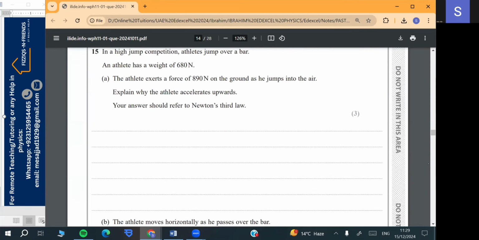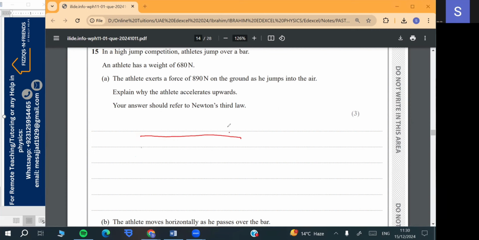Question number 15. In a high jump competition, athletes jump over a bar. An athlete has weight of 680 Newton. The athlete exerts a force of 890 Newton on the ground as he jumps into the air. Explain why the athlete accelerates upwards. You should use Newton's third law. So this is kind of a high jump.